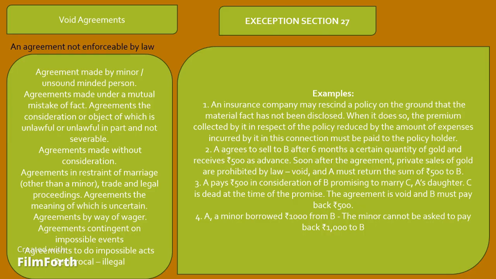Take a look. Section 26. Agreements in restraint of marriage. Every agreement in restraint of the marriage of any person is void. Section 27. Agreements in restraint of trade. Every agreement by which anyone is restrained from exercising a lawful profession, trade, or business of any kind is void to that extent.